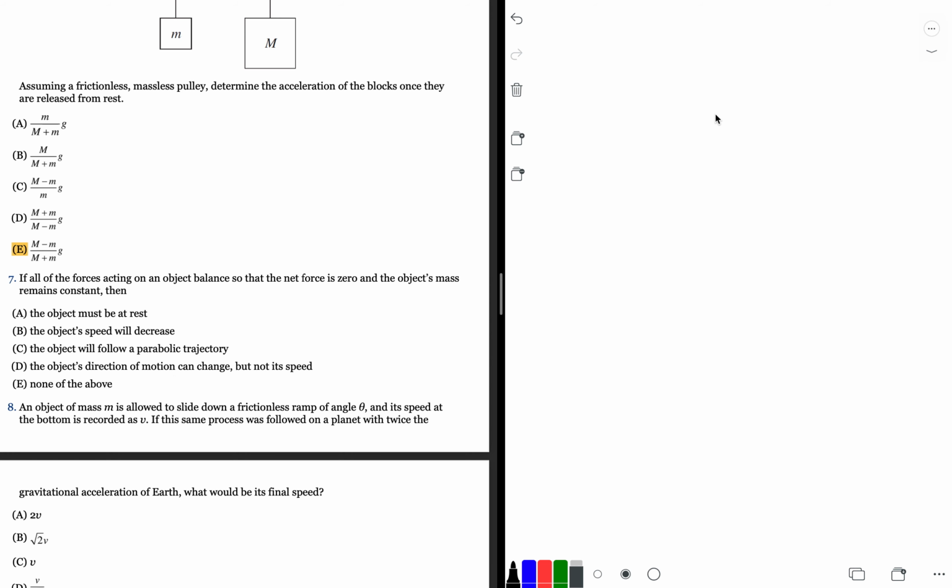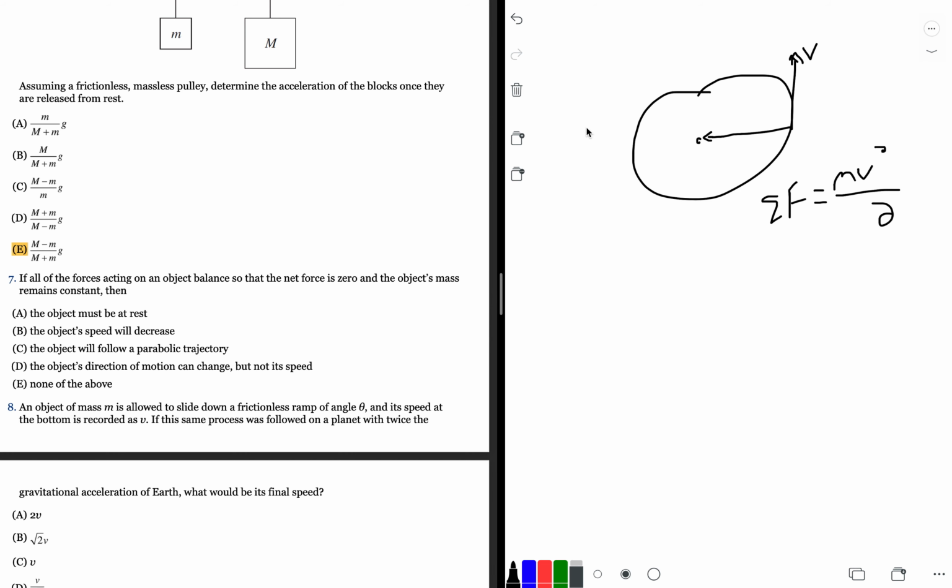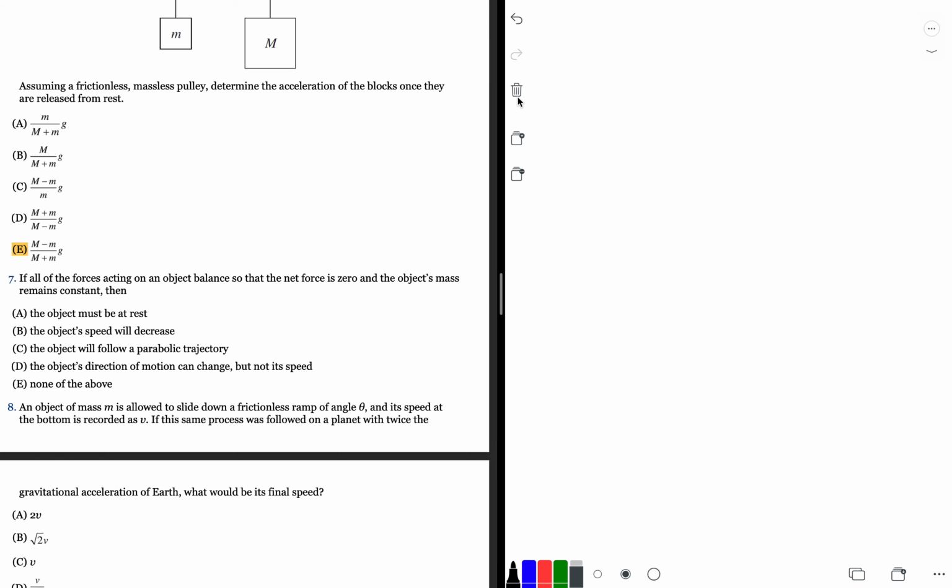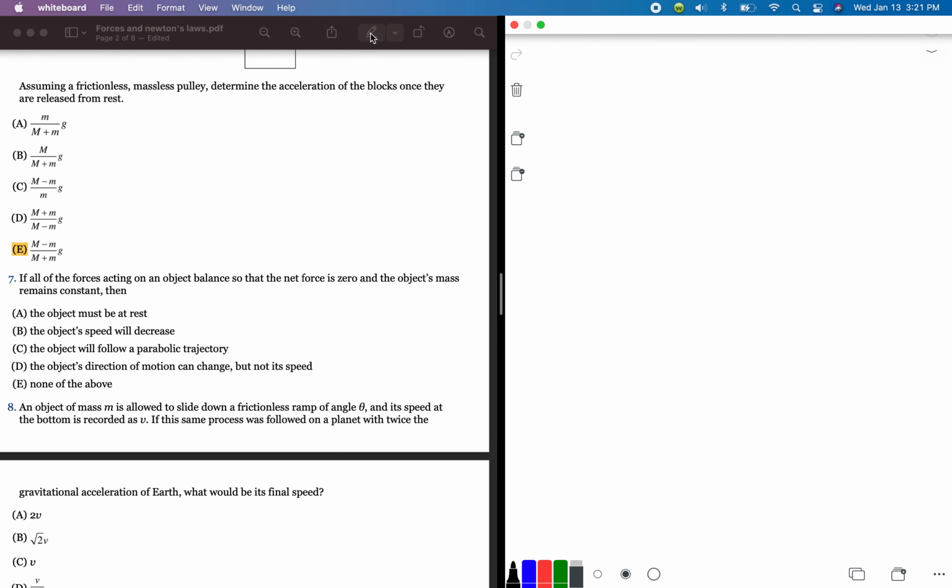None of the above. The object's direction of motion can change. That is true. Why? Because if you have a circle and the speed remains constant, the net force is 0? Oh, then no, because in this case, the net force can't be 0. Because net force equals mv squared over r. So if the net force is 0, then v would be 0, and then it wouldn't follow a circular path. So actually E is true: none of the above are true.